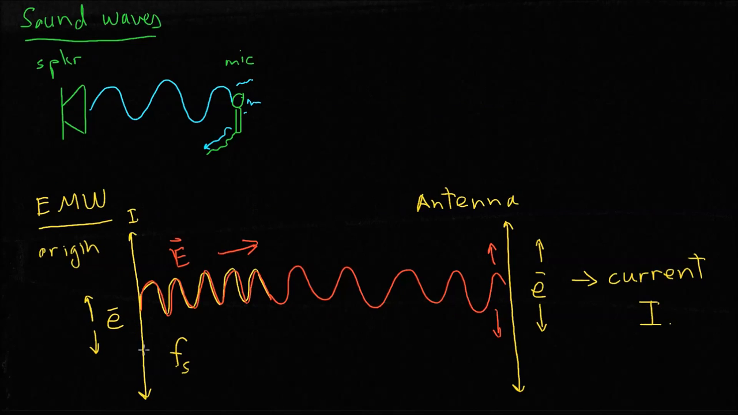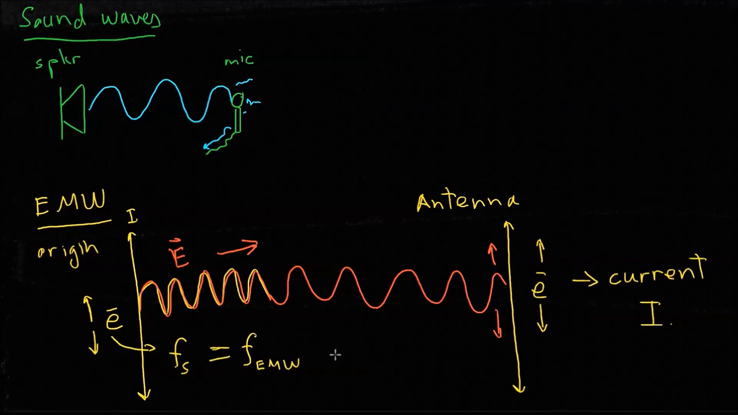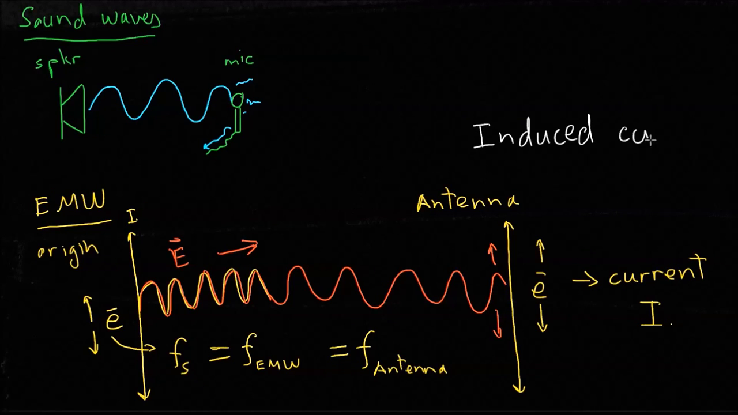It's very important to note that the frequency of the current at our source is caused by the frequency at which the electrons are jostling up and down. That frequency will be the same as the frequency of the electromagnetic wave that's produced, because the wave is produced by the electric field that's created by the varying current. Similarly, at our antenna, the frequency of the current that we detect will be the same as the frequency of the electromagnetic wave and the frequency of the source current. We call this our induced current.